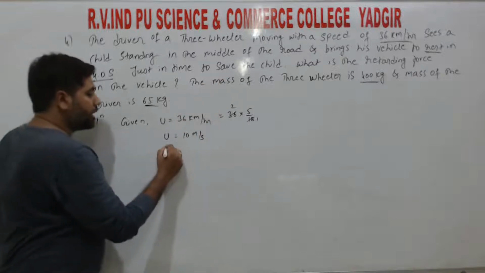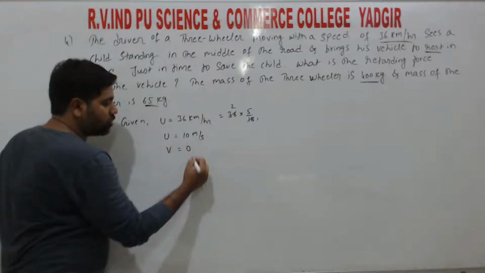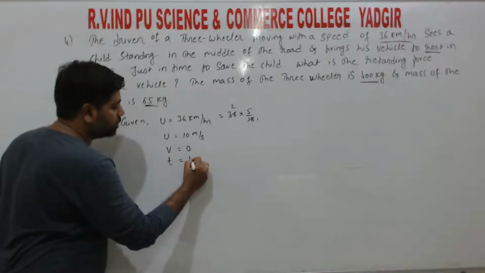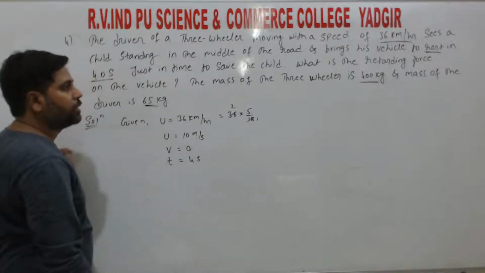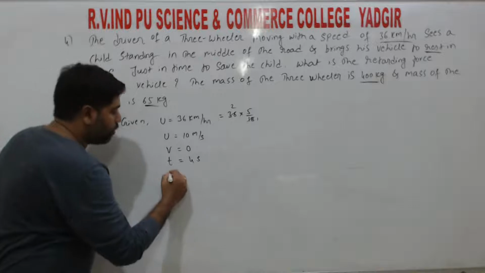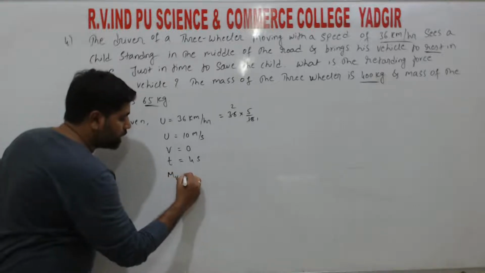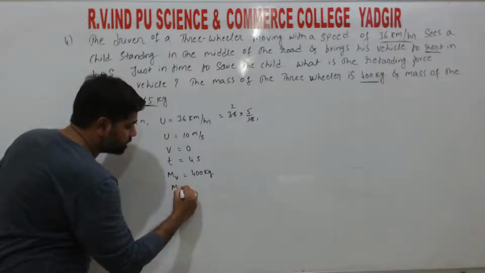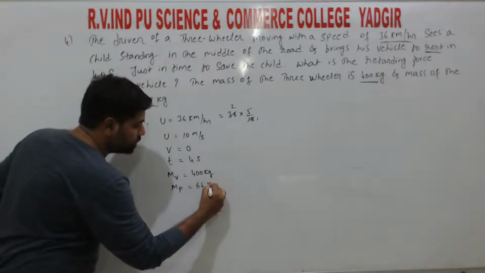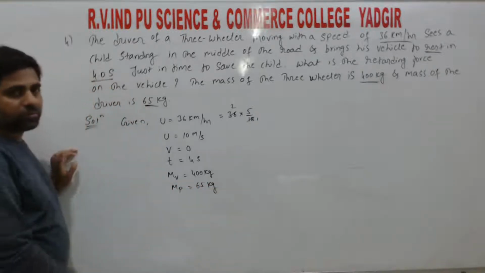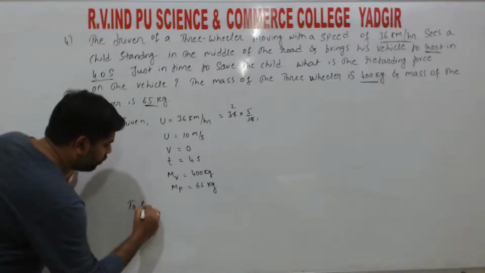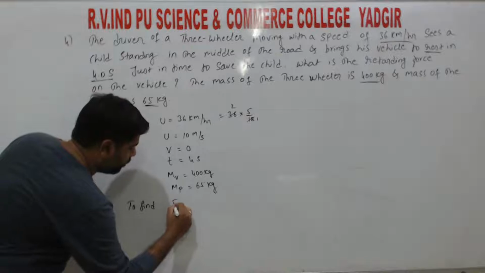Next, the vehicle comes to rest, that means v is equal to 0. Time taken is 4 seconds, right? Here the mass of the vehicle is 400 kg, then the mass of the person is equal to 65 kg. So these are the given data. Here we need to find F.